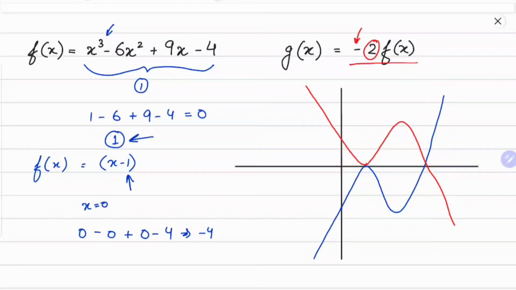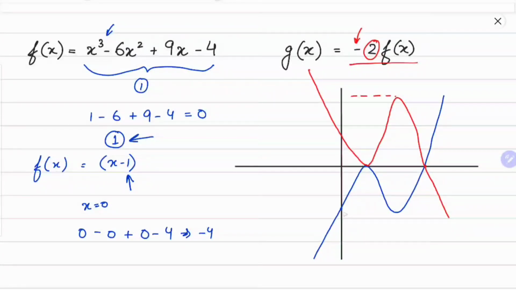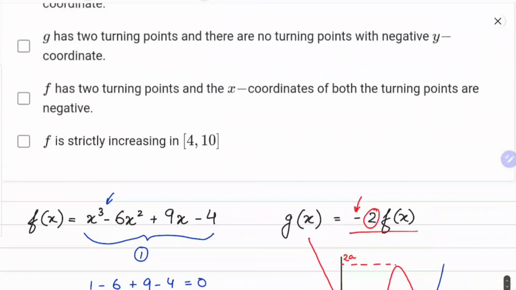Okay, and since it is multiplied by 2, basically the magnitude will increase by 2. So the graph would look something like this. It is still cutting at the same point, but the magnitude is increased. That is, if this comes out to be minus a, this would be 2a. So we have plotted both the graphs. Now we can answer the questions. Let's see what's given in the options.